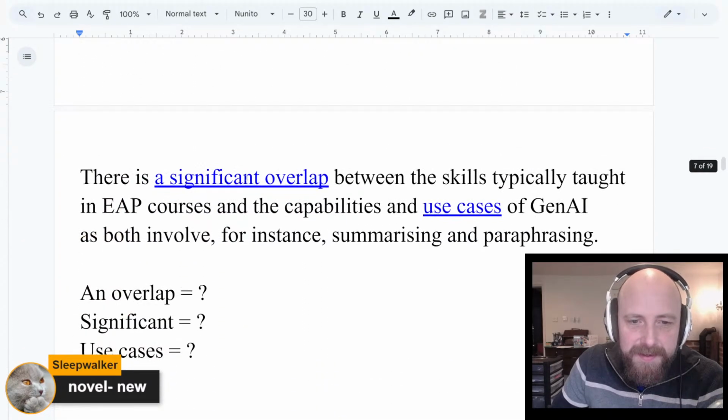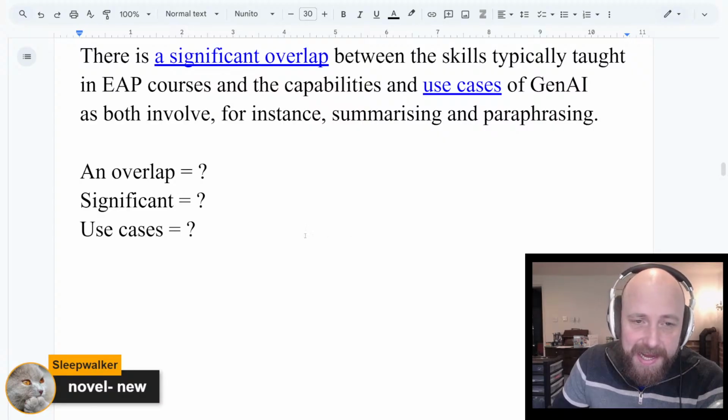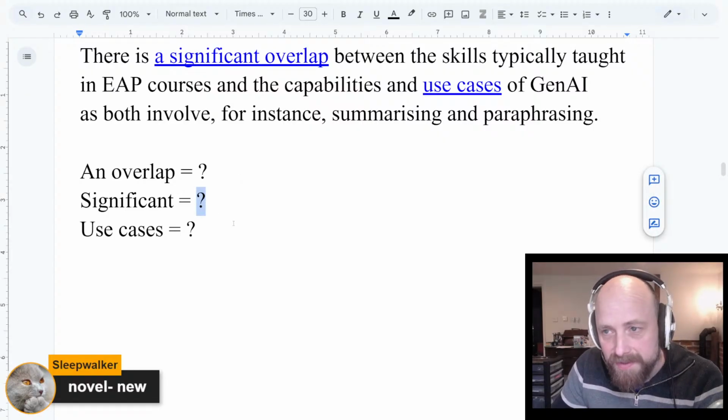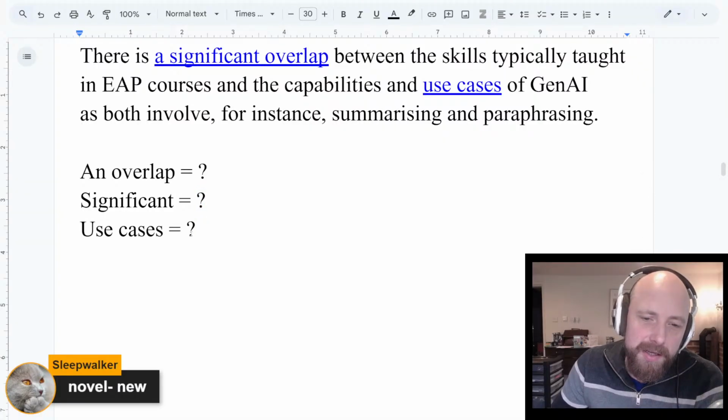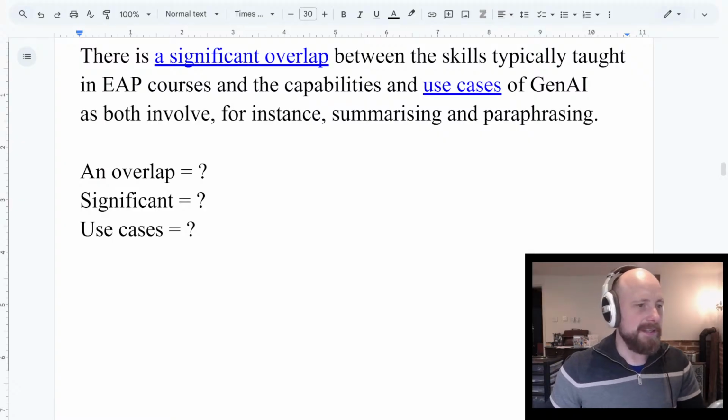Okay, let's move on. There is a significant overlap between the skills typically taught in EAP courses and the capabilities and use cases of Gen AI, as both involve, for instance, summarizing and paraphrasing. So, what do we mean by an overlap? What do we mean by significant? And what are use cases? Have a think about that. What do you think about that?